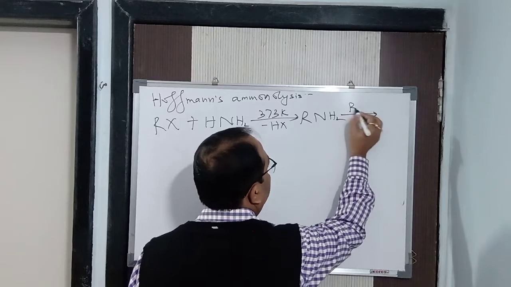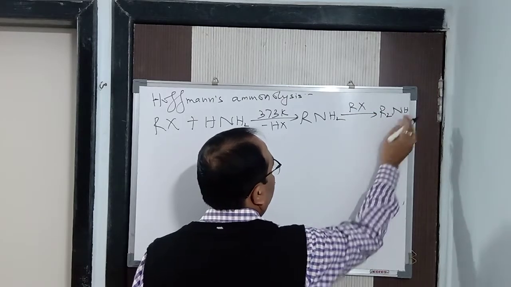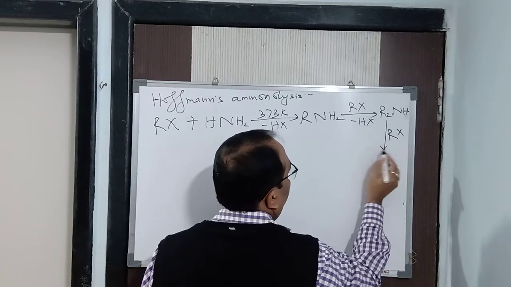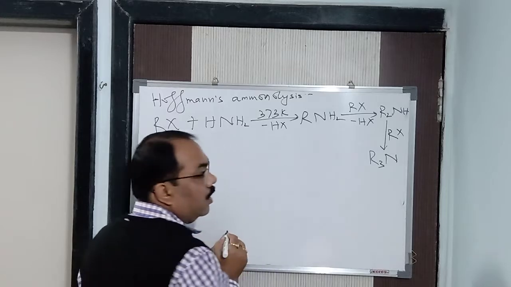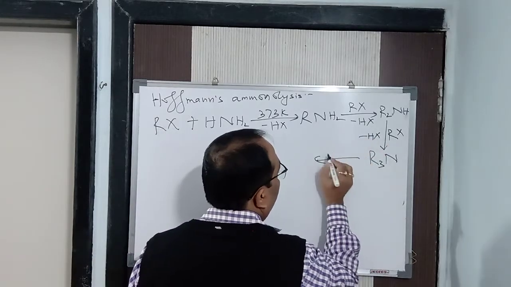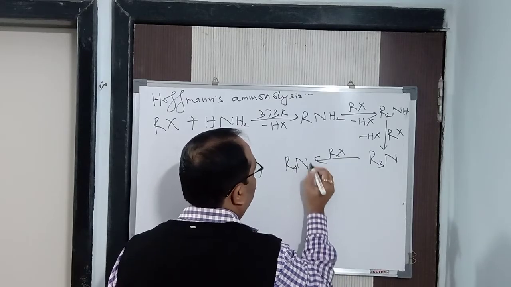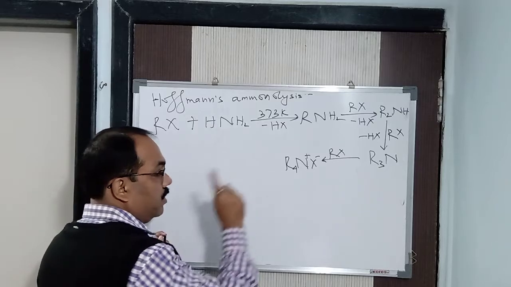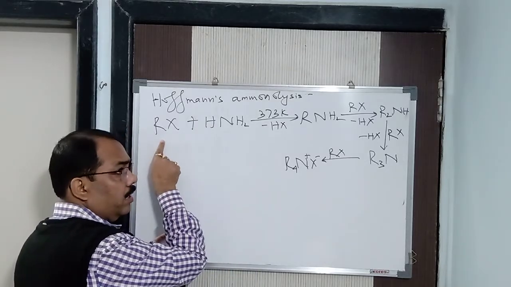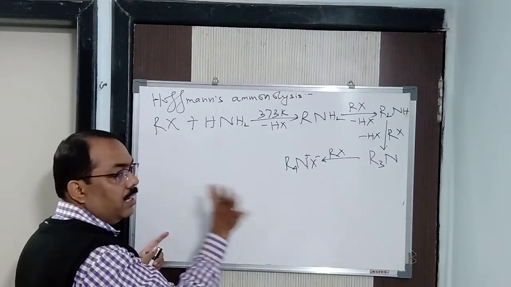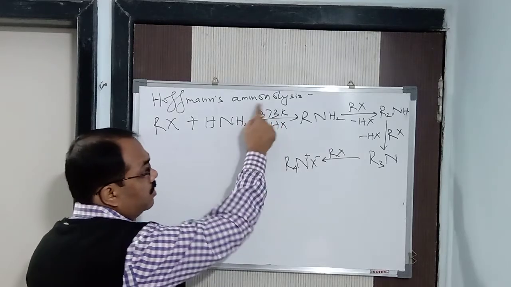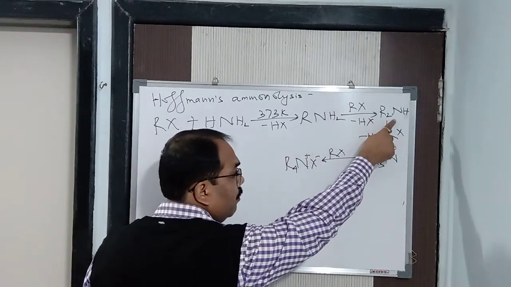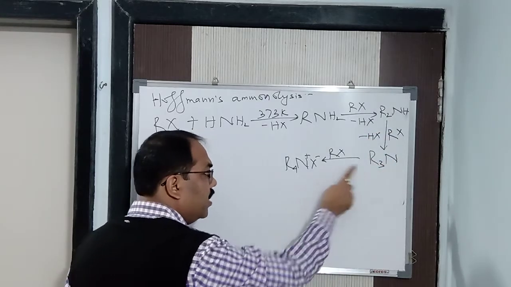This further reacts with RX to form R2NH. This again, minus HX of course, reacts with RX to form R3N. Again, minus HX of course, it reacts with RX to form R4N+ X-. So listen carefully here: when an alkyl halide, for example methyl chloride or ethyl chloride or methyl bromide, any primary alkyl halide, reacts with ammonia at 373 Kelvin, it forms 1 degree amine, primary amine. Then it further reacts with alkyl halides to form 2 degree amine. Then 3 degree amine. Then 4 degree amine.